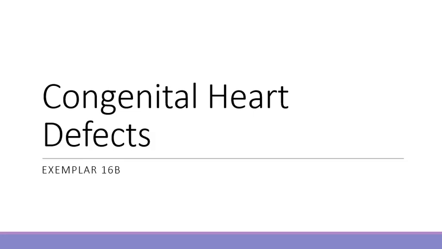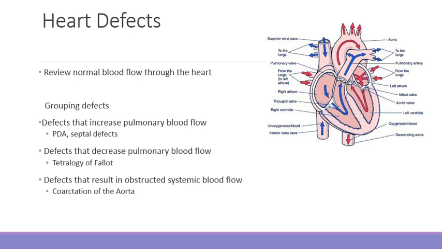All right, let's talk about congenital defects. So, the first place to start is you need to review normal blood flow through the heart. I've put a JPEG here on your slide and also in your outline. Be sure you've got your outline so that you can follow along and take some notes on them. I like this JPEG because it's well labeled.